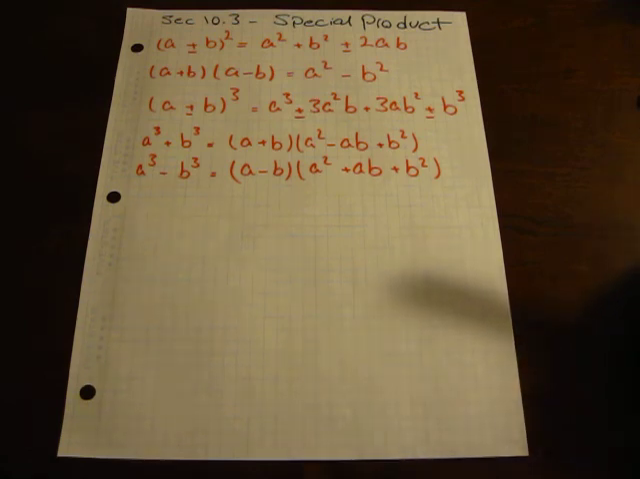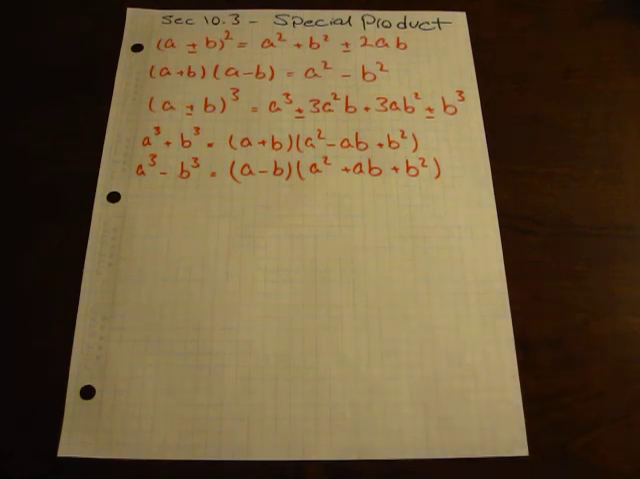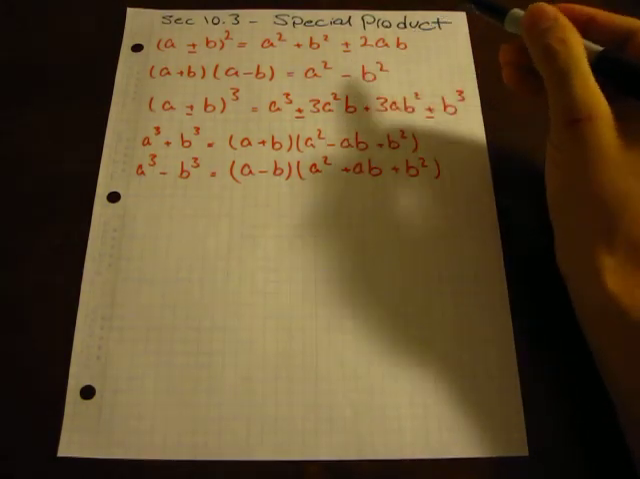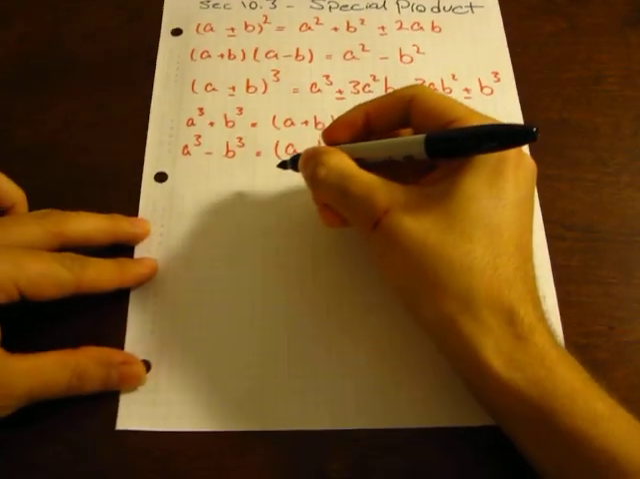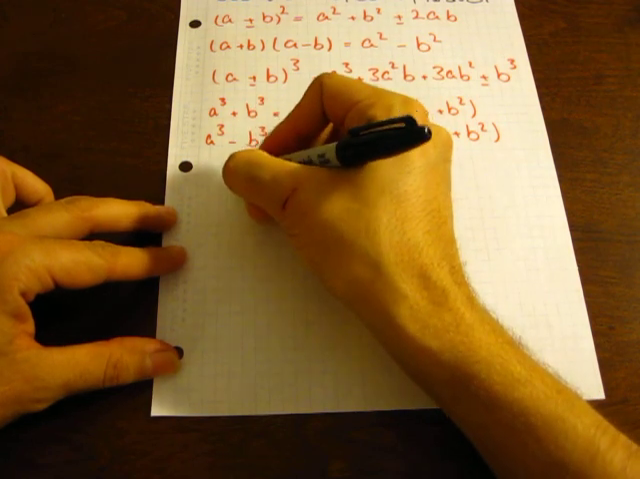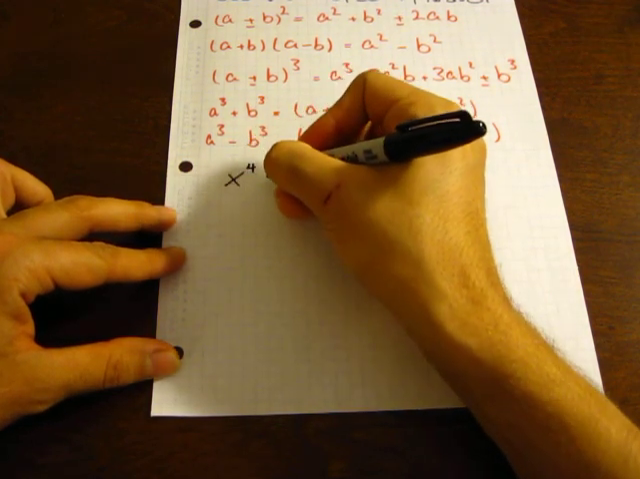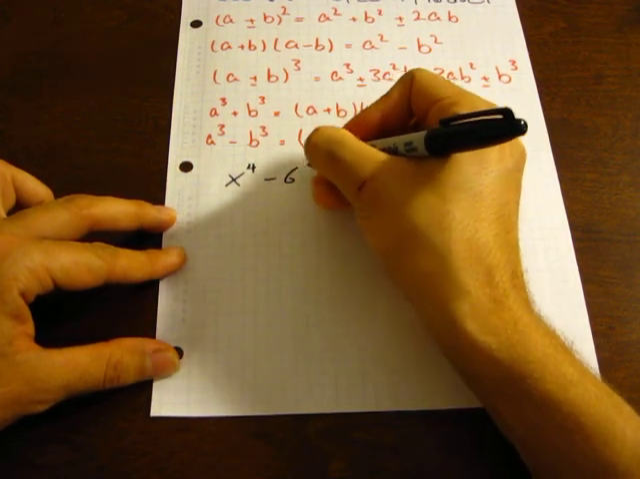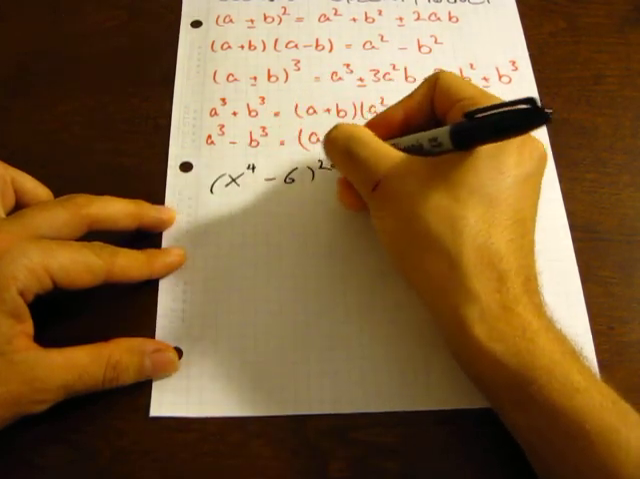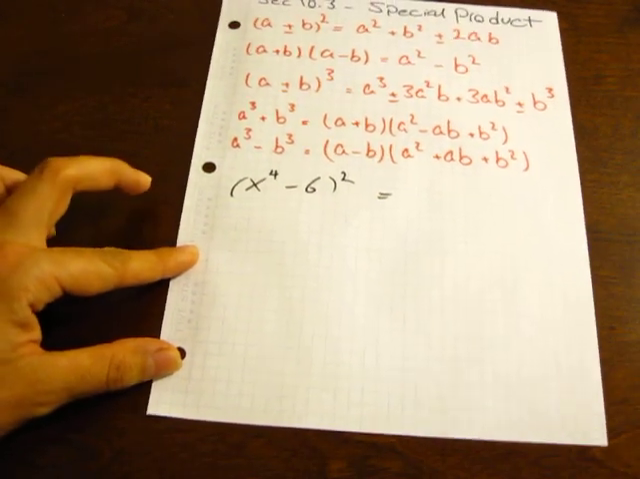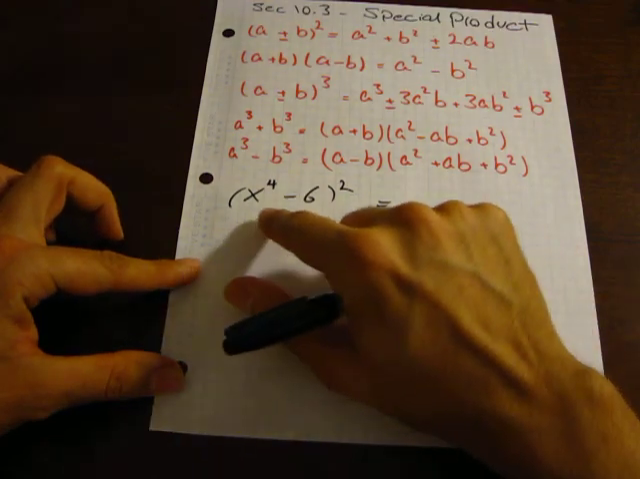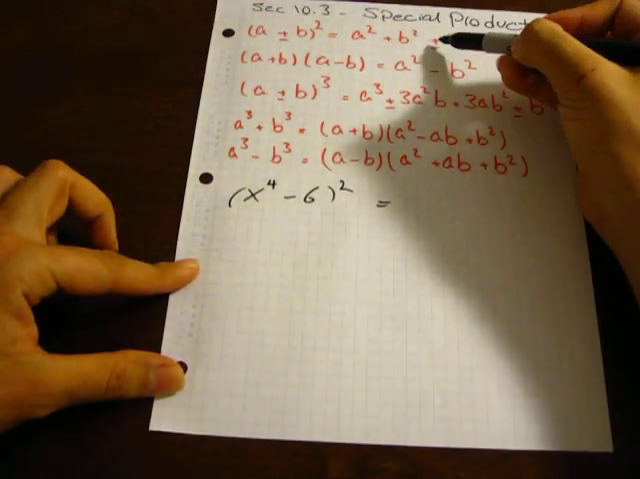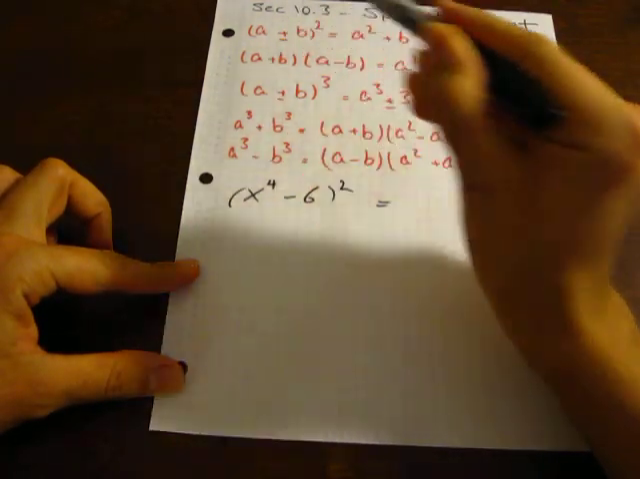So now let's do a couple of examples. Right now I'm going to use the first special product. The question is (x to the power of 4 minus 6) to the power of 2. As you see, this is pretty similar to the first one with the negative sign.